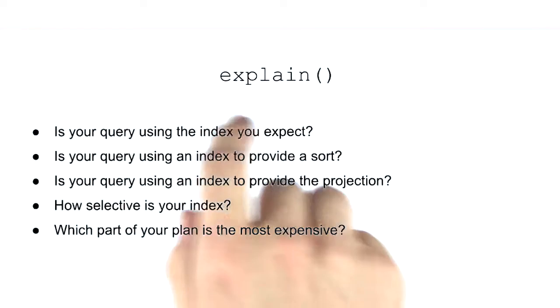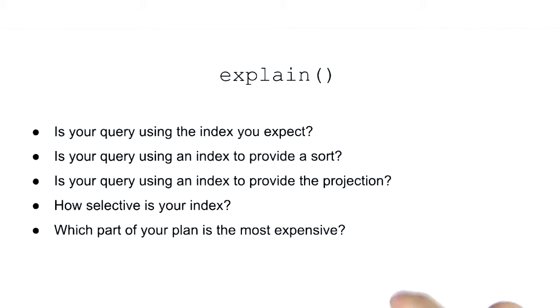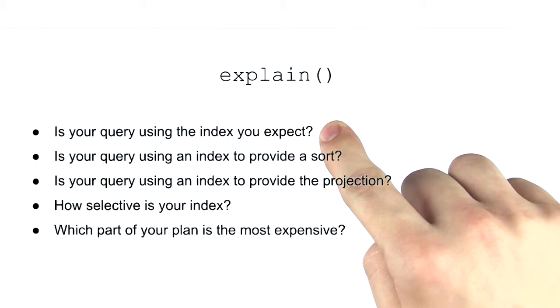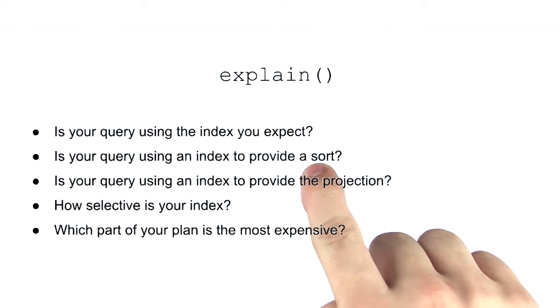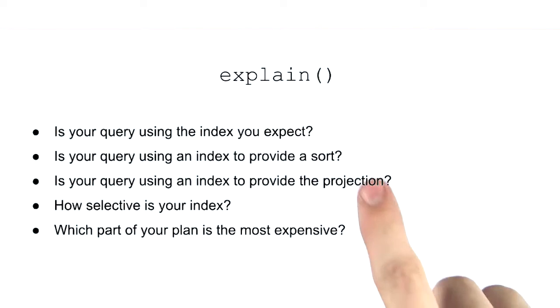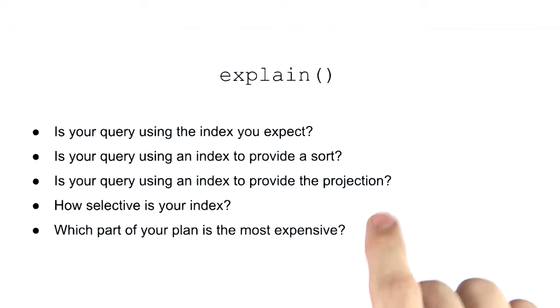Here's all the different information that explain can tell us. It can tell us, is our query using the index that we expected? Is our index providing us a sort? Can our index provide us a projection? How selective is our index? And it can also tell us what's the most expensive stage in our query plan.